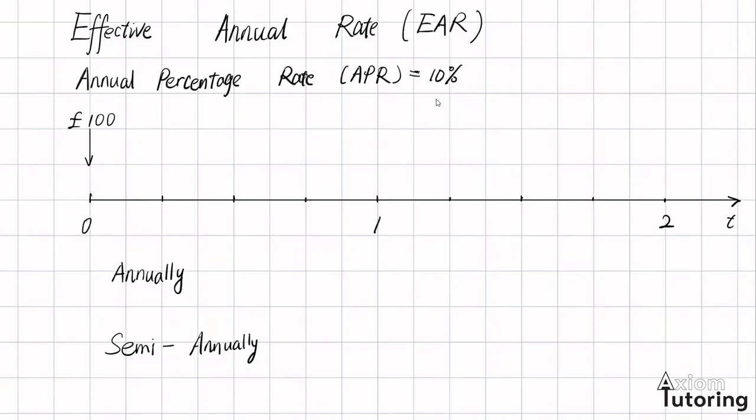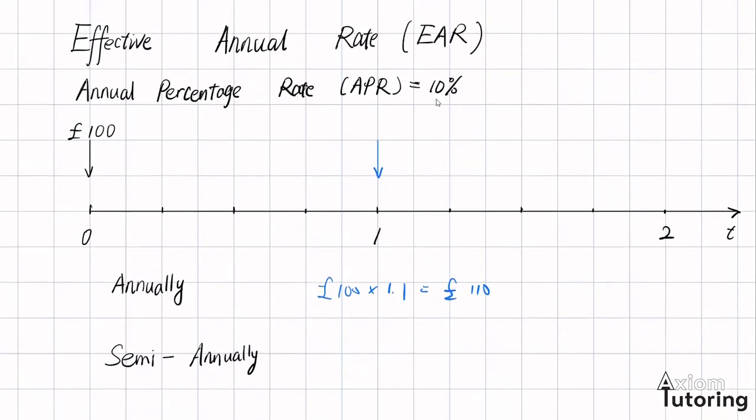Let's use this as an example. If you have £100 you would like to save in a bank, and you're quoted an annual percentage rate, or APR, of 10%, and you receive your interest annually, then what is the future value of your £100 if it's compounded annually at 10%? It's simply 100 times 1.1, which is 110. So your future value is going to be £110.